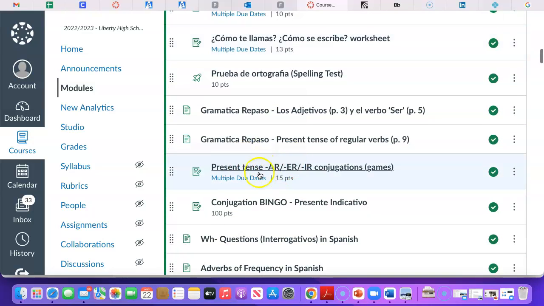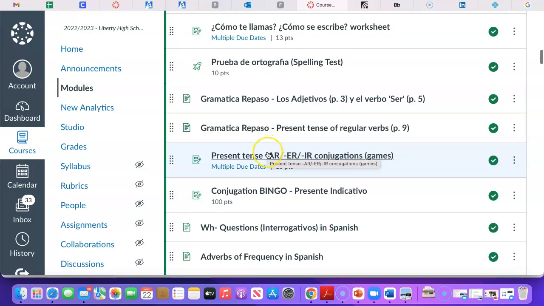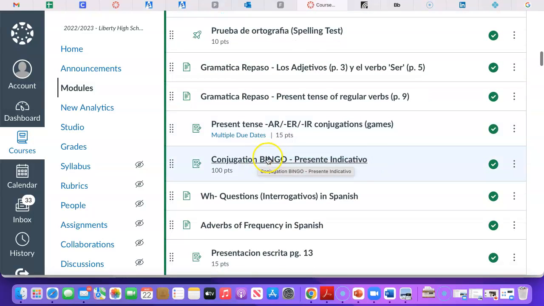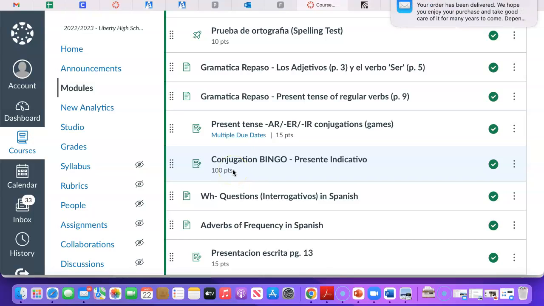So this is where we last left off last class, the present tense of regular verbs and how to conjugate them. Conjugation bingo, by the way, we're not going to do till I get back later on this week, hopefully. It's a 100-point assignment, so I really want to make sure that you guys understand it clearly.